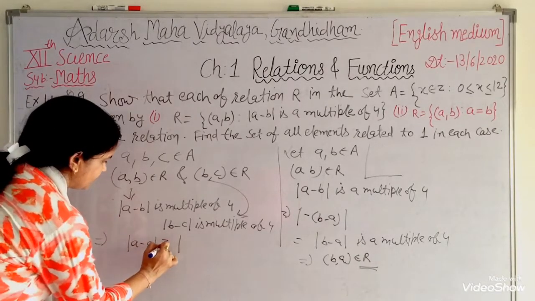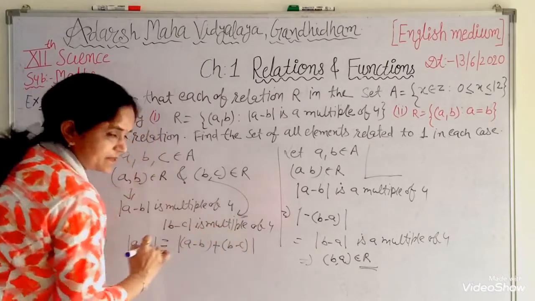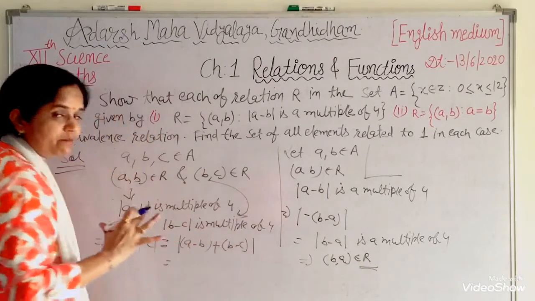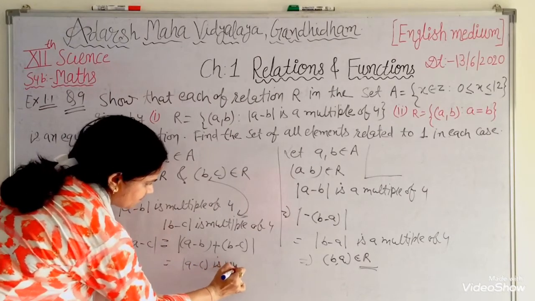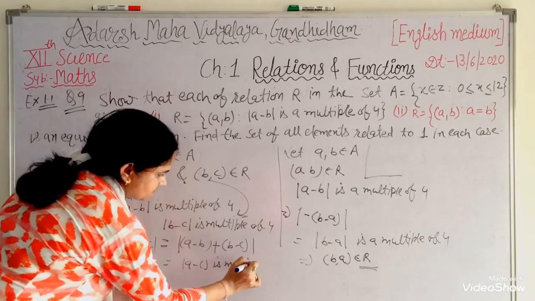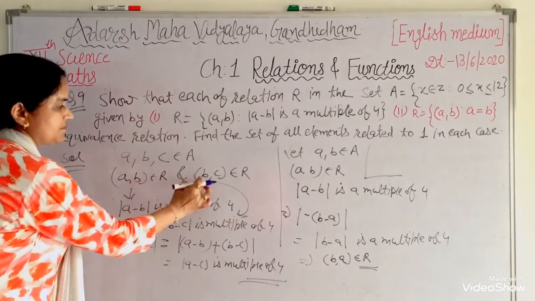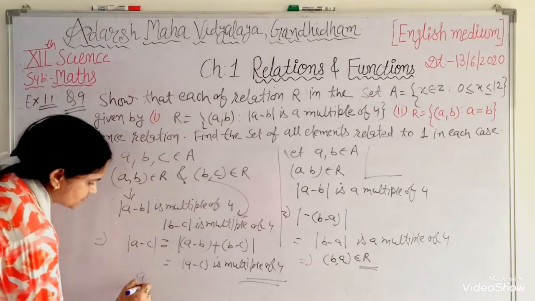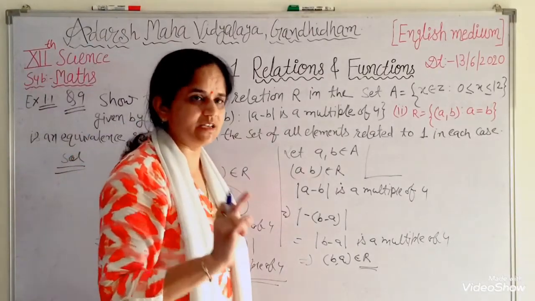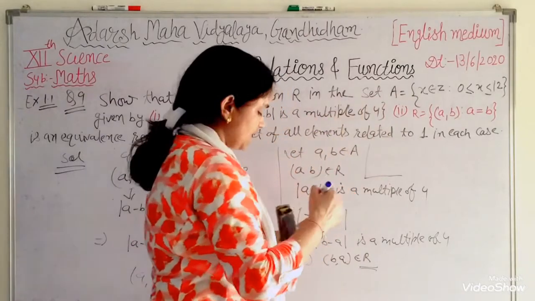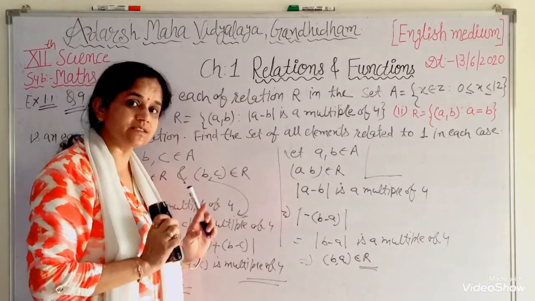Okay. Now for A minus C, student, same as the previous question, A minus B plus B minus C. Okay, student? It's also a multiple of 4. A minus C is a multiple of 4. Okay. So (A, B) belongs to R, (B, C) belongs to R, and (A, C) also belongs to R. R is a transitive relation in set A. Okay. R is reflexive, symmetric and transitive. Therefore, R is an equivalence relation.